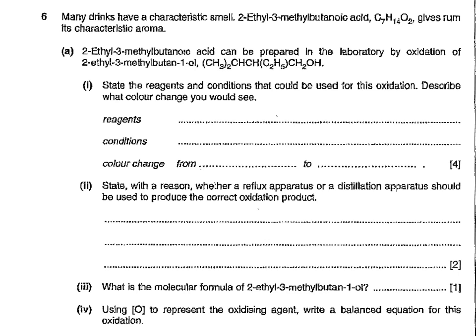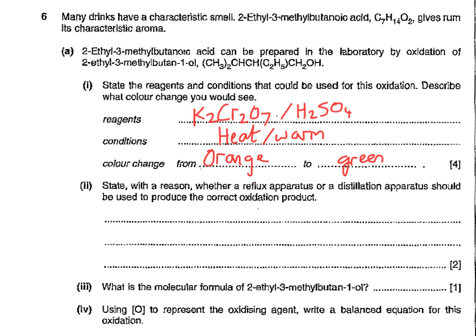This is straight out of what we looked at earlier, isn't it? So we can rattle this off quite quickly. So now it asks us to state with a reason whether a reflux or distillation apparatus should be used to produce the correct oxidation product.